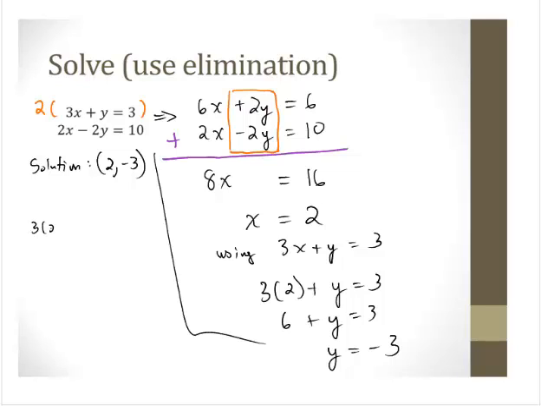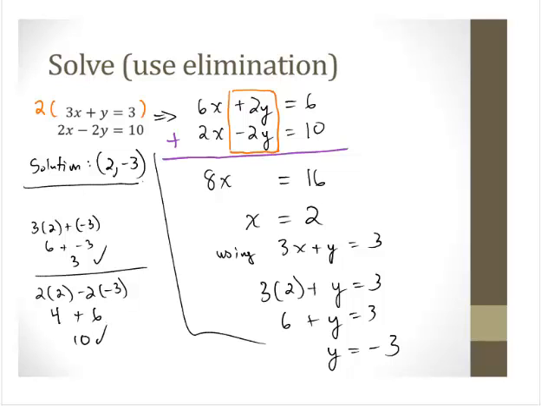3 times 2 plus negative 3, that's 6 plus negative 3, that's 3. Good. In the other equation, 2 times 2 minus 2 times negative 3, is this equal to 10? 4 plus 6 is 10. That checks out as well, so I'm very confident in the solution of the system.